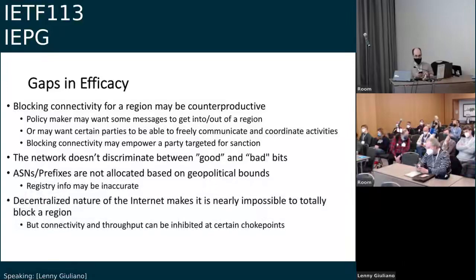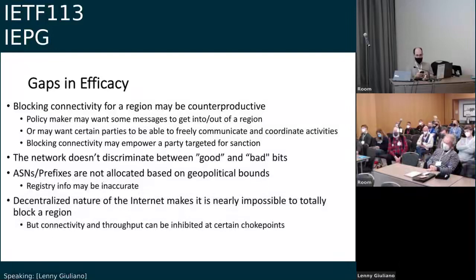So again, that might be a reason to be aware that this might not happen if you do block connectivity. Also, it may end up empowering a party that is the target of sanction, allowing that party or regime to consolidate their power by not allowing some of the information we just mentioned to go in or out or within a region freely. The thing to keep in mind is the network is amoral. It just transmits bits, whether they comprise good or bad messaging. The network just pushes them through, from one place to another.